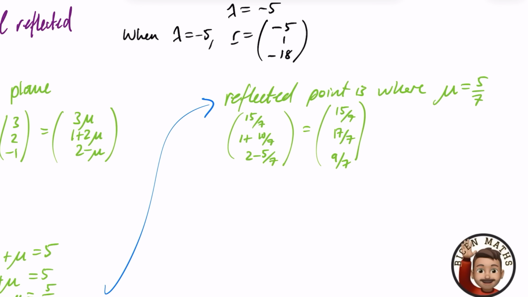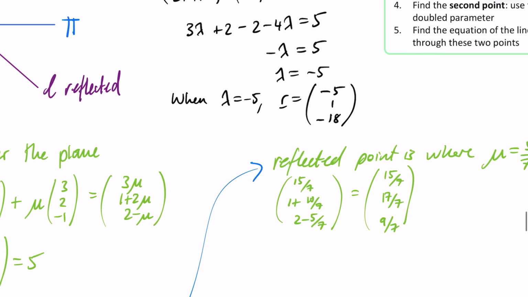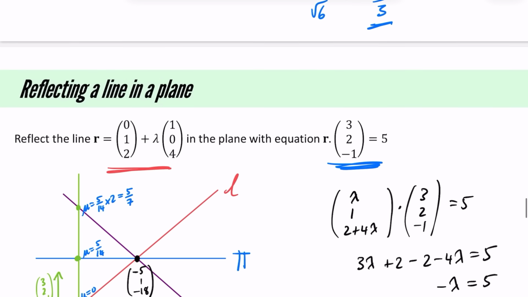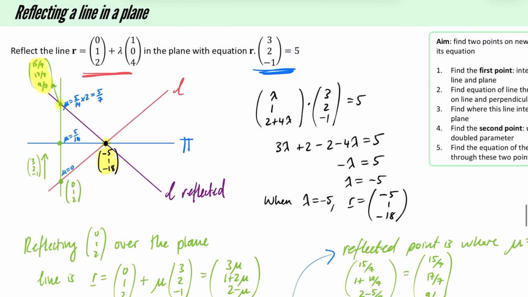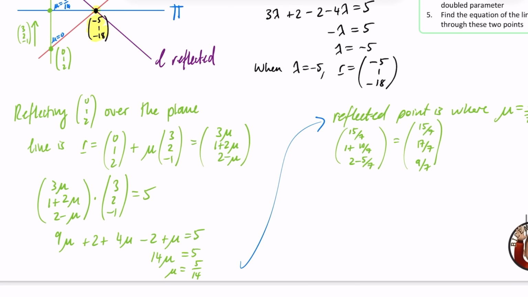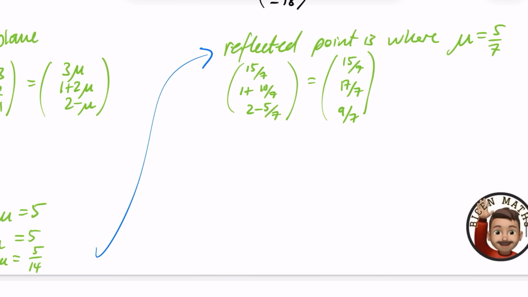Now, I can't get rid of the sevenths here because it's talking about a point, but I've now worked out that this point that is right here, which is a very important one, is 15 over 7, 17 over 7, and 9 over 7. So I'm going to highlight in yellow the ones that are the most important. I've now worked out this coordinate and this coordinate, so I can use those two things to find the equation of the purple line. So all that's left to do here, which I shall do in purple, is find the direction of the line.